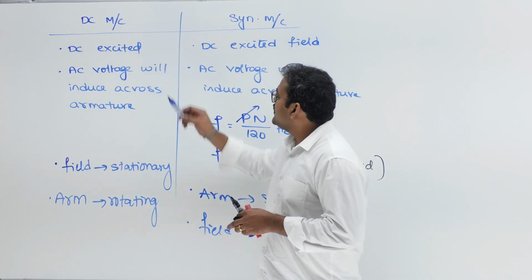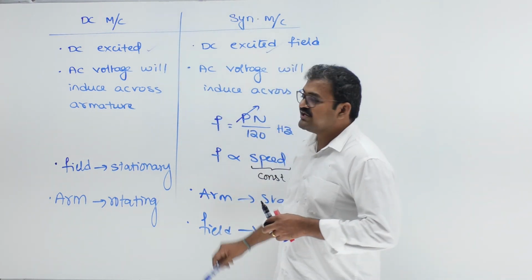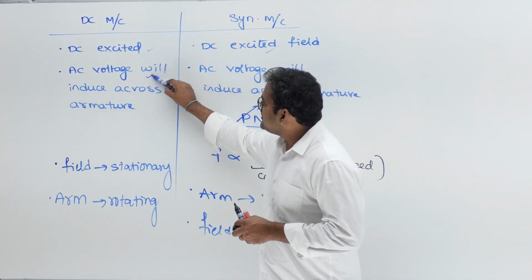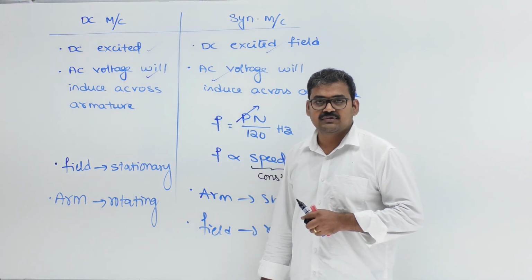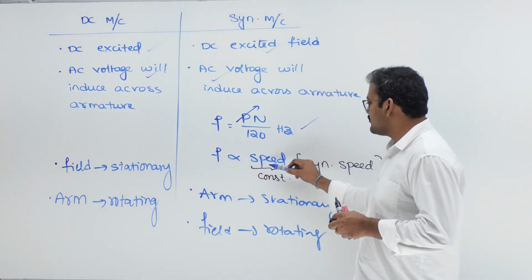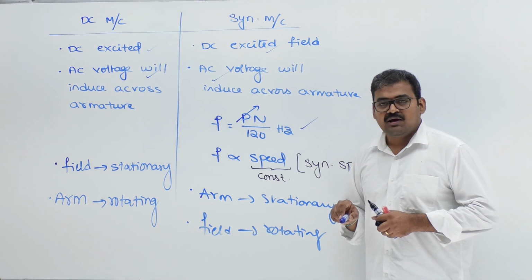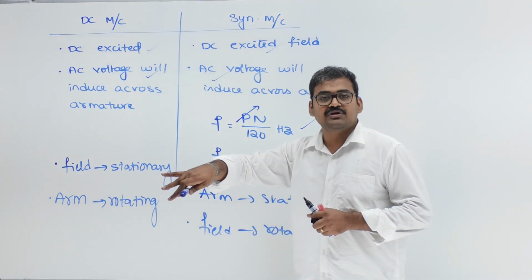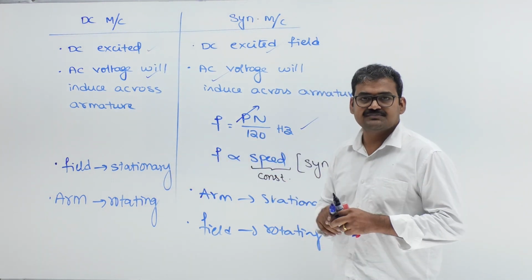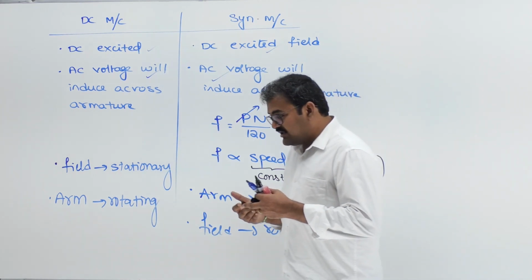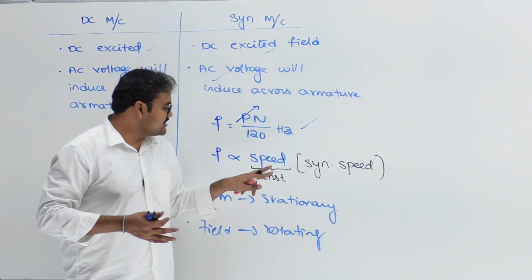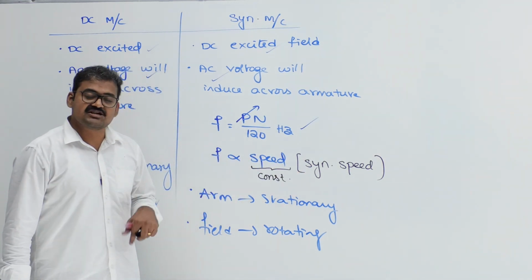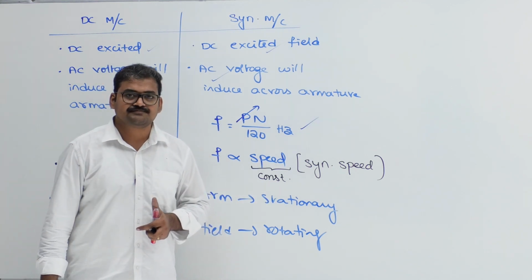What are the similarities? In both DC machine and synchronous machine we will use DC excited field. In both DC machine as well as synchronous machine, AC voltage will be induced in armature and the frequency of that induced EMF is equal to Pn by 120. But in DC machine, that induced AC voltage will be rectified into DC with the help of a commutator, but in AC machine we won't do that. And also the requirement is to generate constant frequency voltage, therefore we have to rotate the synchronous machine at a constant speed. That's why it is called a synchronous machine.